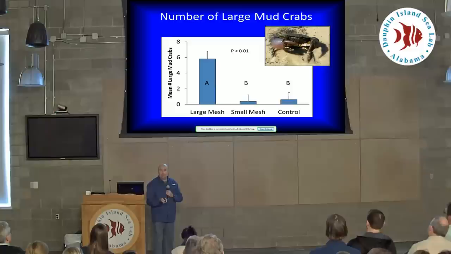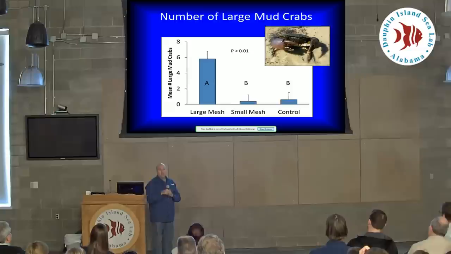We also didn't see a lot of them in the controls. And so presumably then, those blue crabs and those big fish are either eating those crabs in the controls, or they're present there and those mud crabs don't come into the controls because they're scared of them. Okay?